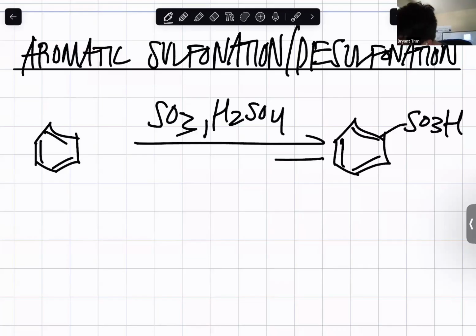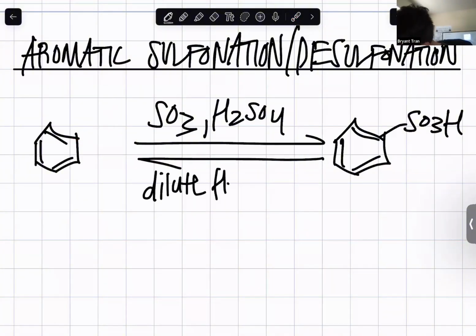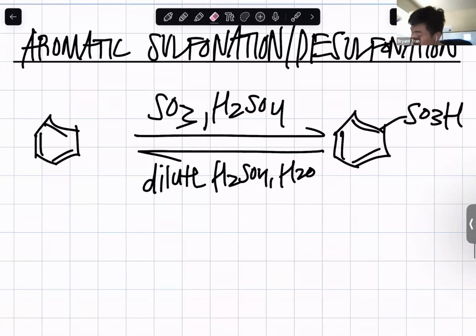Right. Now, if you want to desulfonate the benzene, get rid of the SO3H group, get back your proton, you could use dilute sulfuric acid, H2SO4, water, and heat. Let me double check that on the notes here real quick. Sulfonation. Yep, so it's just dilute sulfuric acid and water. No heat needed. Okay?